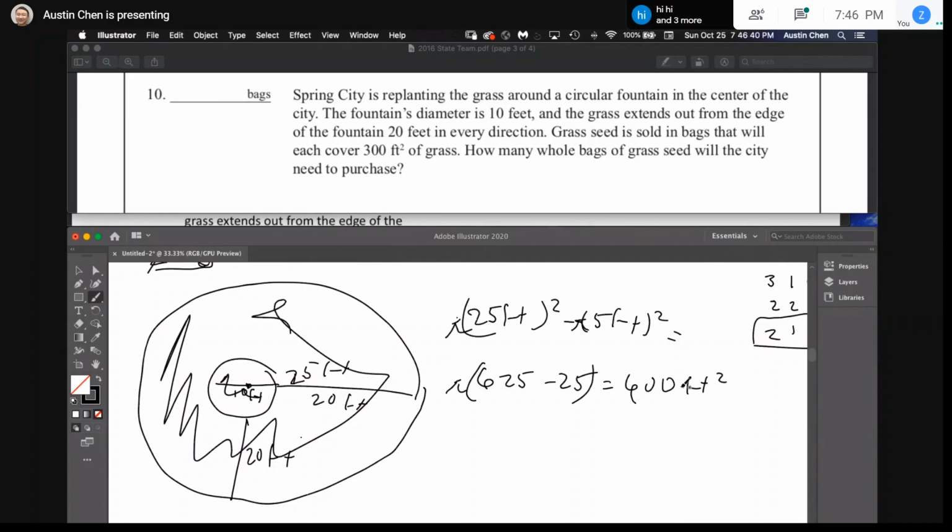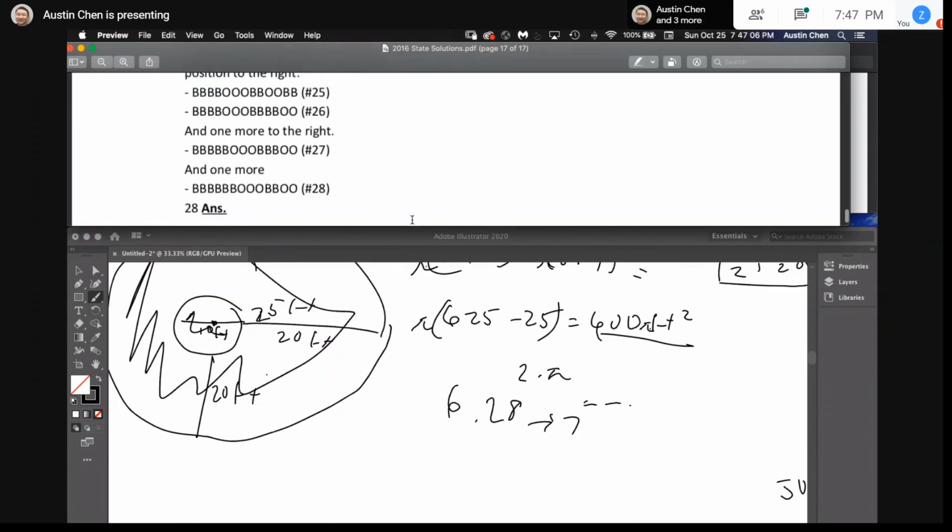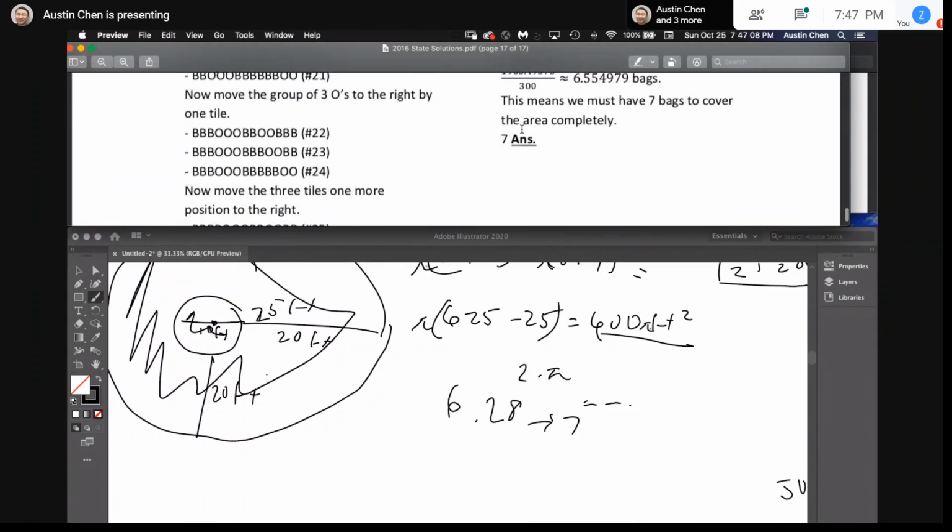Absolutely beautiful. Okay, well, if you have 600 pi feet squared, that's even a really nice number to do this, right? Then it's just 2 times pi bags of grass. So then you have like 6.28 bags, right? But you need how many whole bags? So then this rounds up to 7. That's a really easy problem. Well, let's look at that. 7. Very cool. All right, anything you want to say to that?